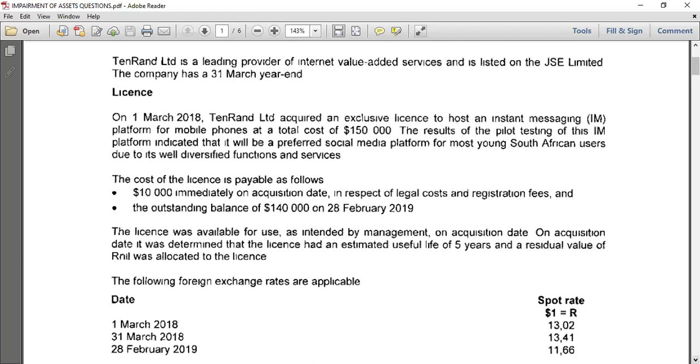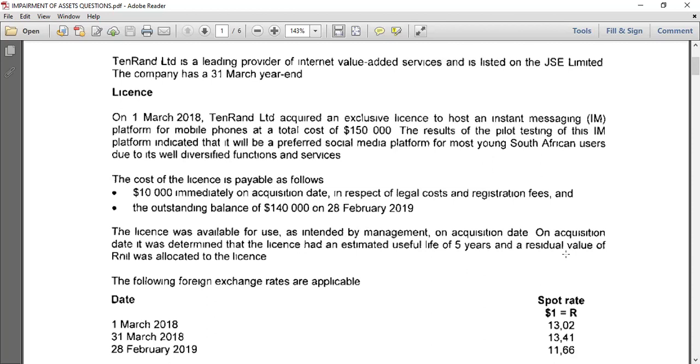I think, but when we do in 2 weeks' time, when we deal with effects of transactions in foreign currency, that's when we shall see how it affects our recording there. So for today, we're not worried about how you pay. When you buy an asset, when you record an asset, you don't mind about how the payment will be made. You are only interested in the price of the asset and what we call the transaction date. Right. The license was available for use as intended by management on acquisition date.